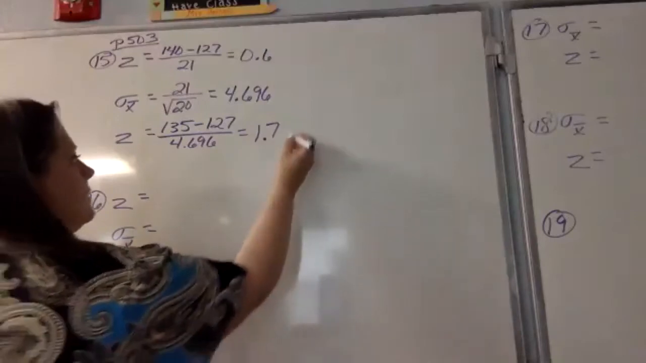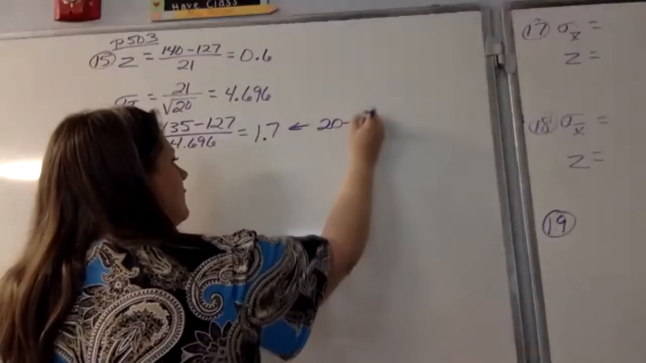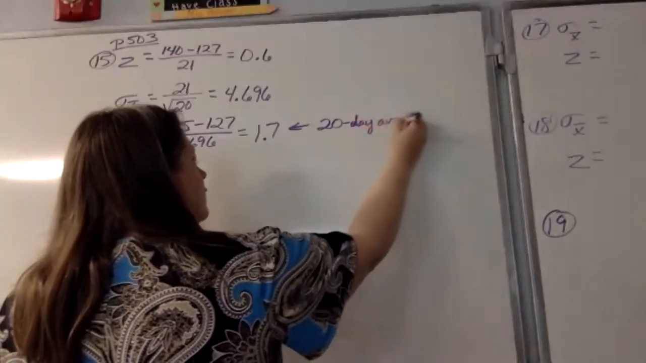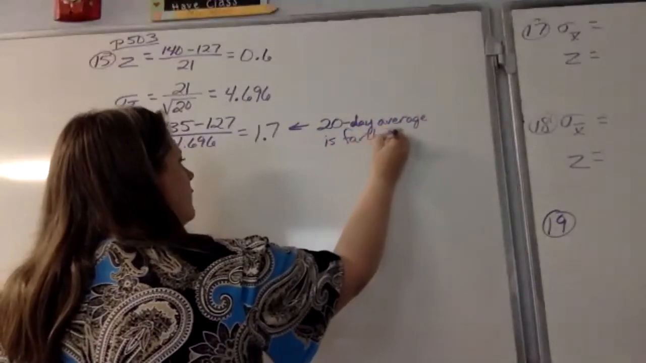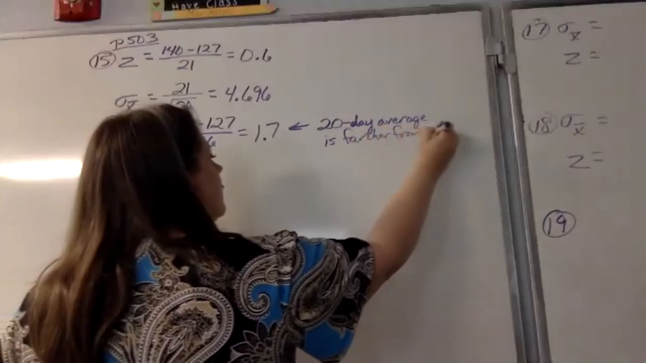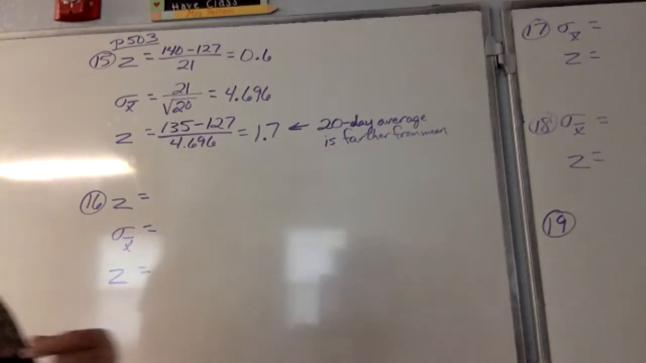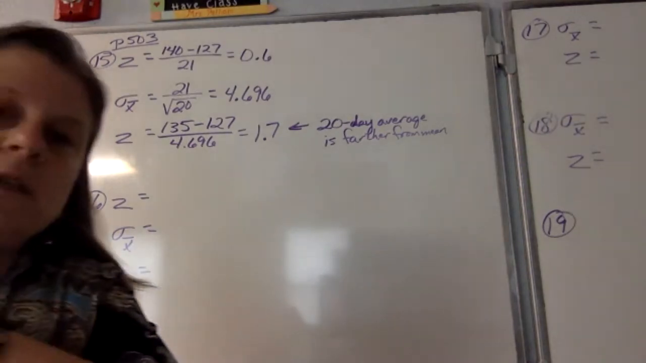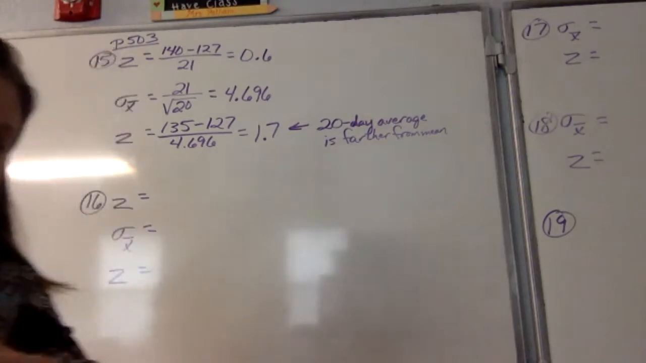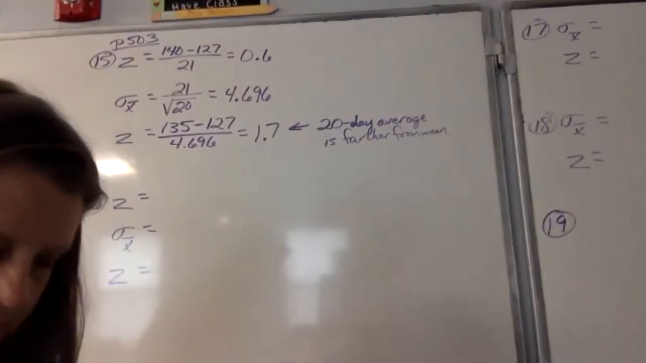So the 20-day average is farther from the mean. Okay, so that's what we do. I think the first 2 questions on your quiz 42 are like this, like number 15 and 16. So let's do another one of these.